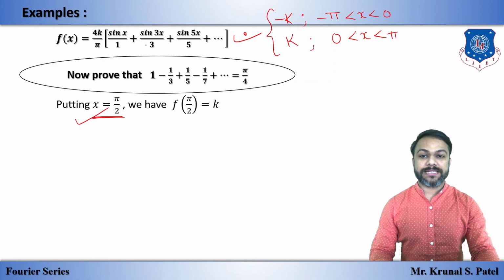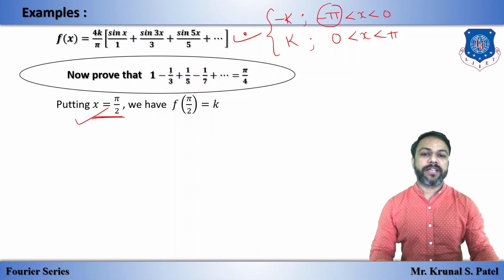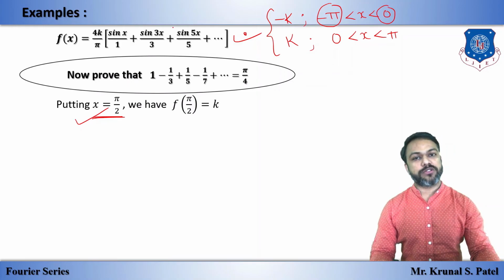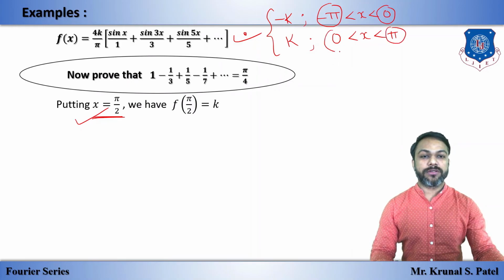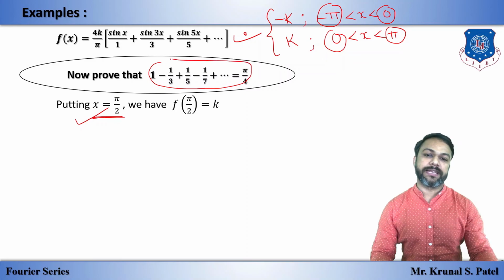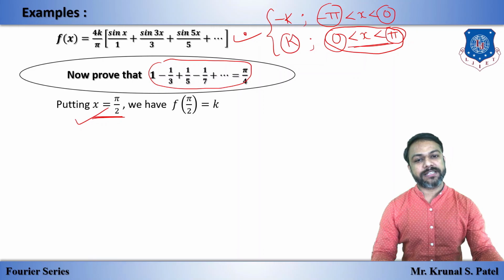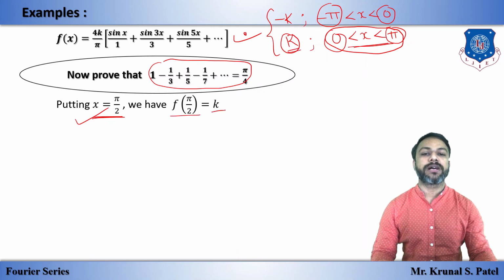But this series contains only sine. If we put minus pi, then the entire series is 0, and we cannot find the series we want. For 0, sine 0 is also 0. For pi, this discontinuous point or end point does not give us the required series. For that, we have taken x is equal to pi by 2 from this interval, because pi by 2 lies in this interval, so f of x is equal to k. That means at x is equal to pi by 2, f of pi by 2 becomes k.